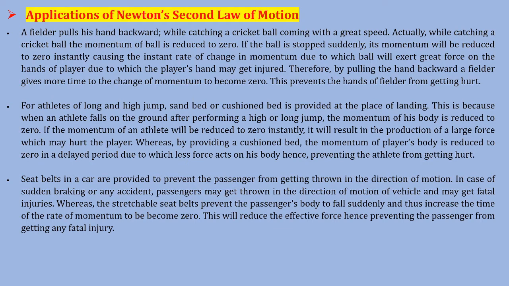Similarly, seat belts in a car are provided to prevent the passenger from getting thrown in the direction of motion. In case of sudden brake or any accident, passengers may get thrown in the direction of the motion of the vehicle and may get fatal injuries. Whereas the stretchable seat belts prevent the passenger's body from falling suddenly and thus increase the time for the momentum to become zero.